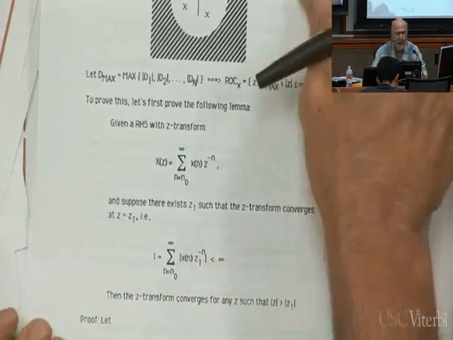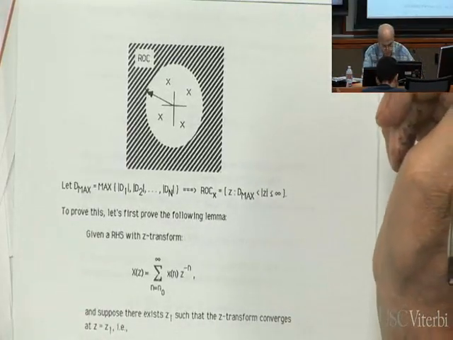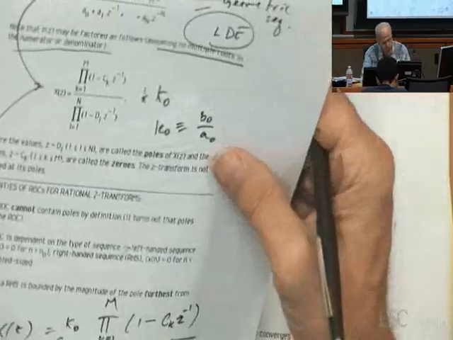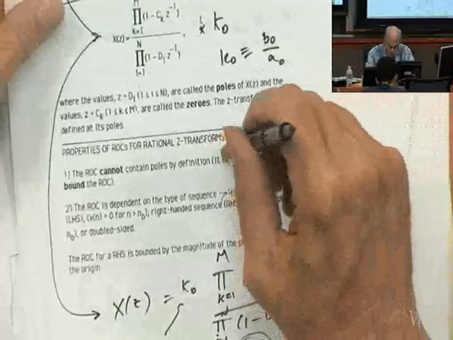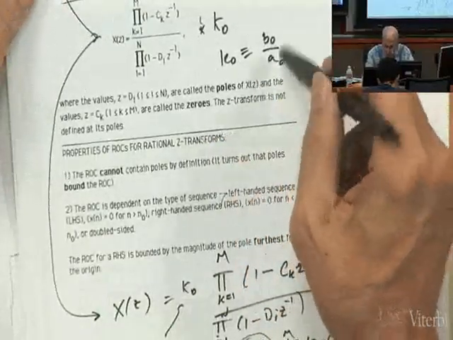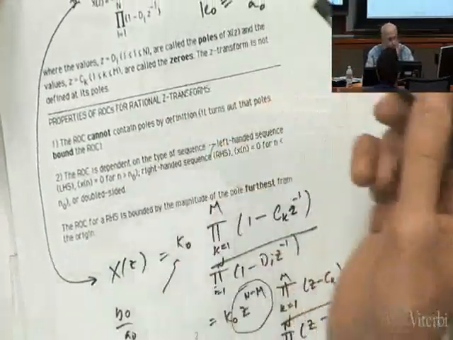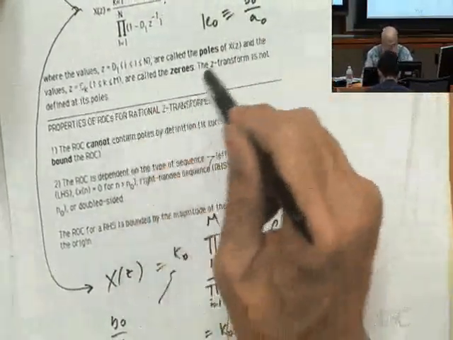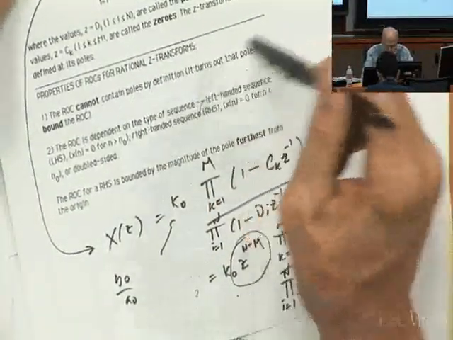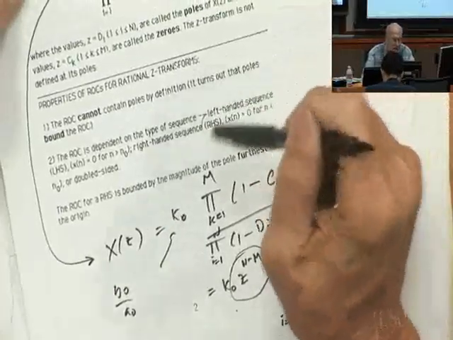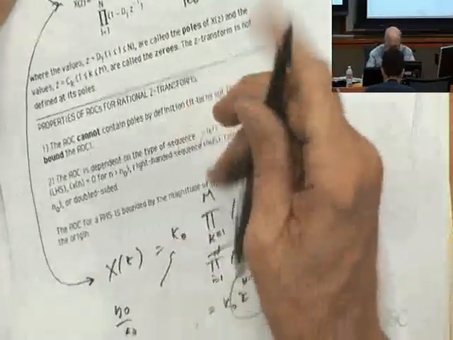I actually am almost done, as it turns out. Here, properties of the rational Z transform. The region of convergence cannot contain poles by definition. It turns out that poles typically bound the region of convergence, or one pole normally does, like in the examples I just showed you. The region of convergence is dependent on the type of sequence, whether it's left-sided, right-sided, you definitely saw that before, or double-sided.